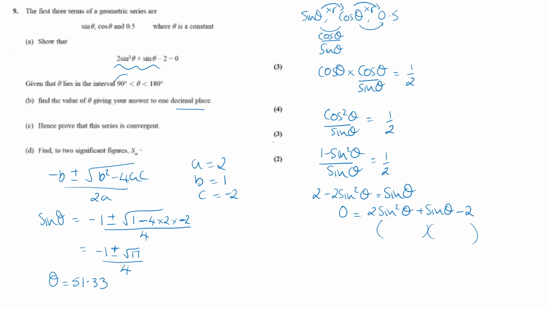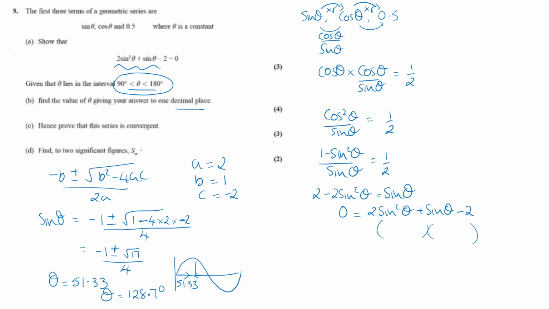But look at the interval that it's wanting. It's wanting an answer for theta between 90 and 180. So using your sine graph, your calculator has given you this angle here, 51.33, and we just use the symmetry and we can do 180 minus it to get that theta is equal to 128.7 degrees, and then it will be in the right range required by the question.